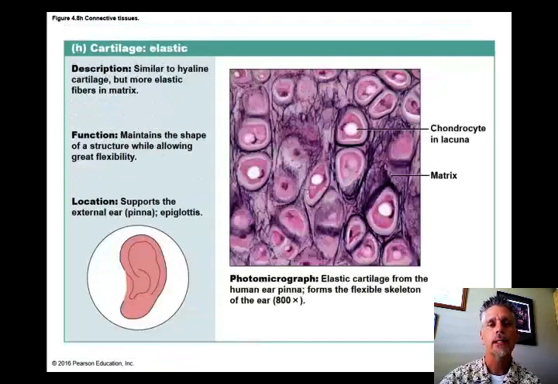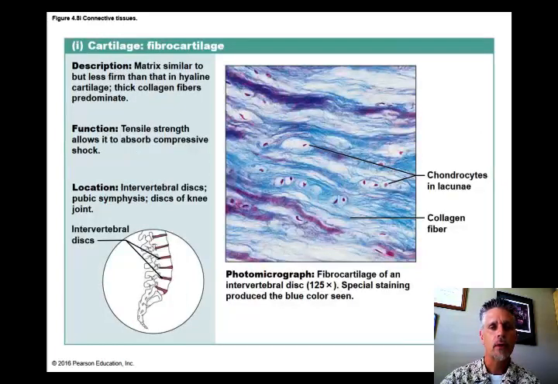Meanwhile, if we look at elastic cartilage, now we can see those elastic fibers crisscrossing through the extracellular matrix. Still have chondrocytes, etc., because it's cartilage, but more elastic fibers. And of course, fibrocartilage, even more fibers, like we see here. Collagen fibers for strength.